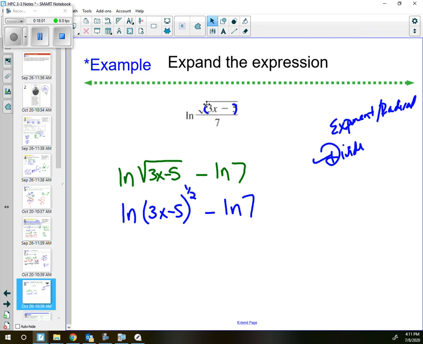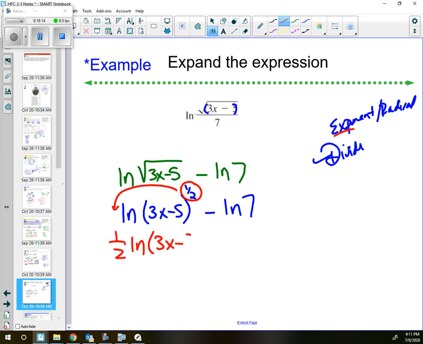We already dealt with the division, so we can deal with the exponent or the radical. Where else can the 1/2 power go? Out front. Product, power to a power there. So 1/2 times ln of 3x minus 5, and then minus the ln of 7.